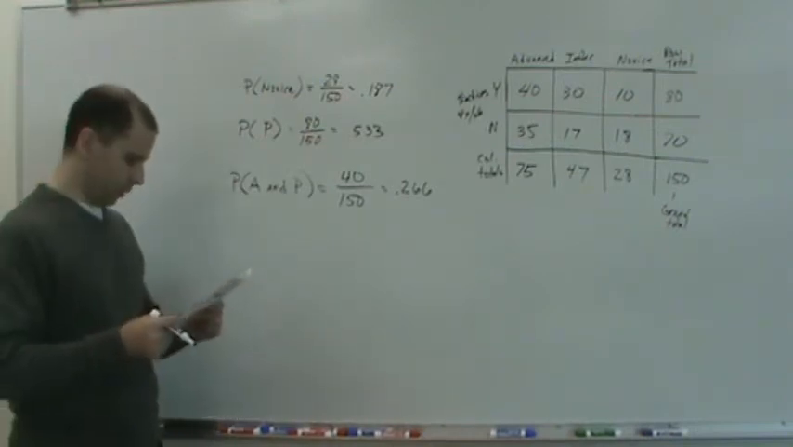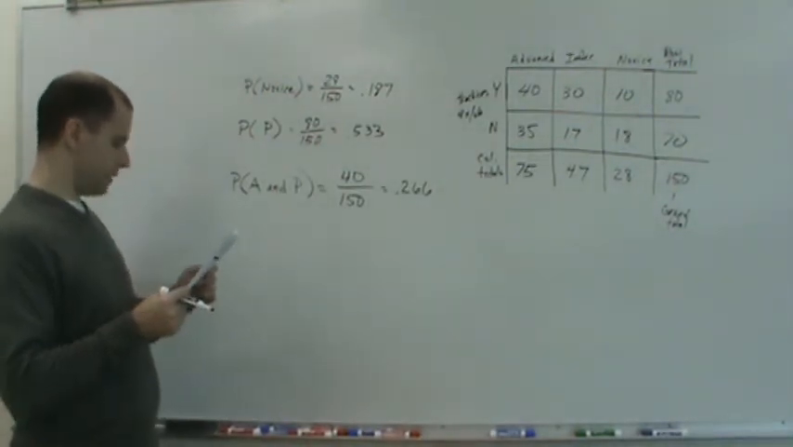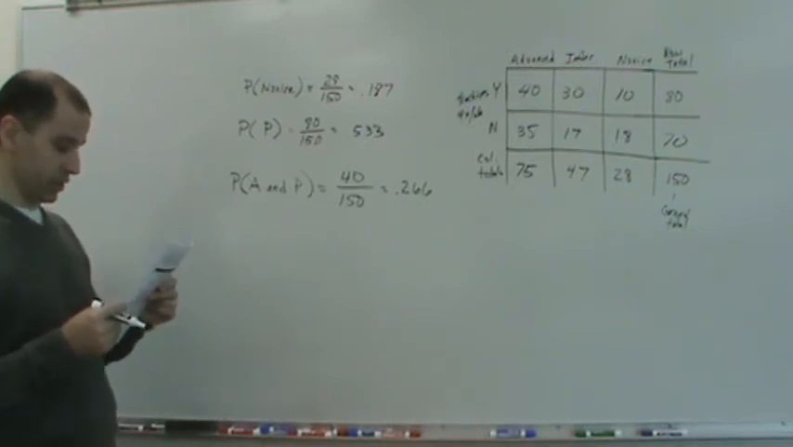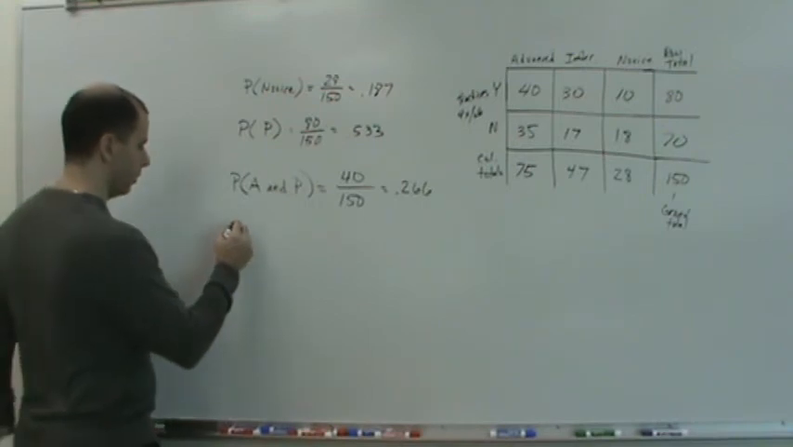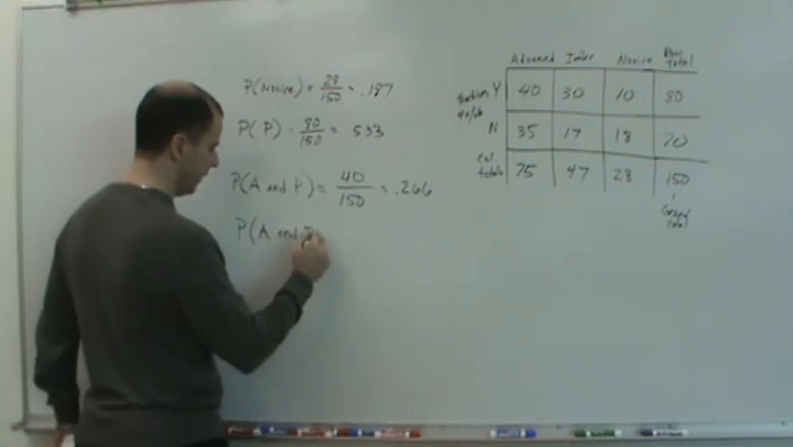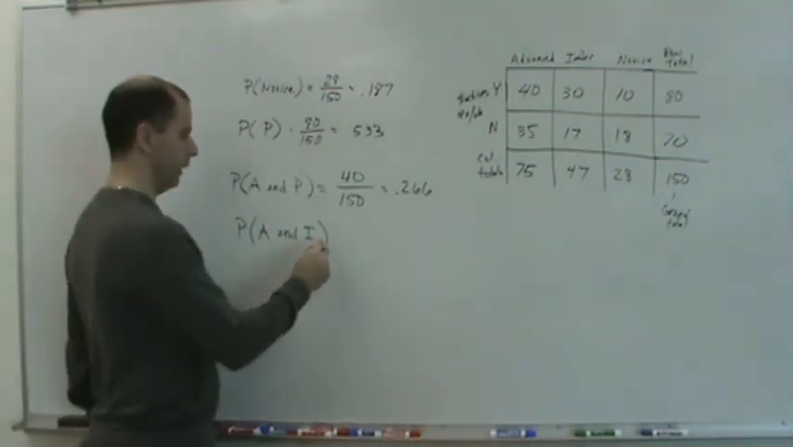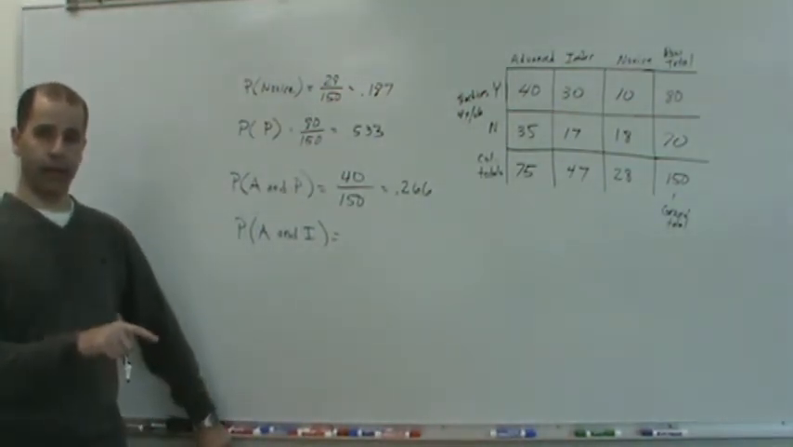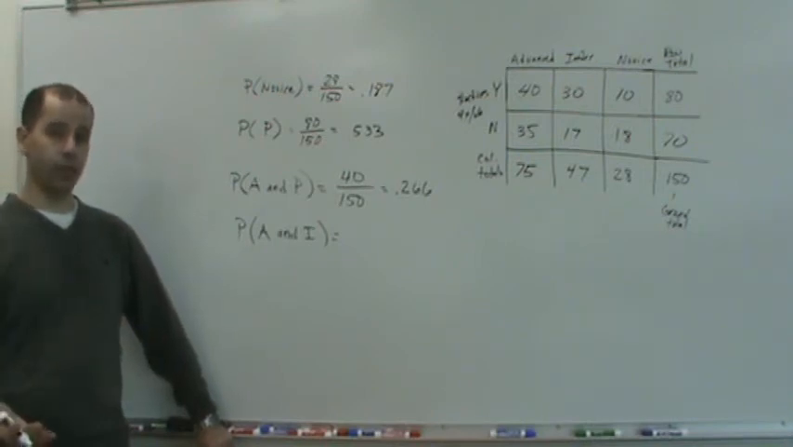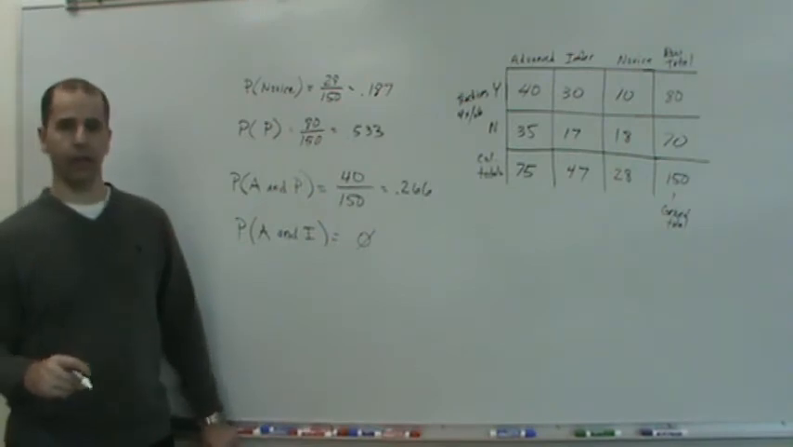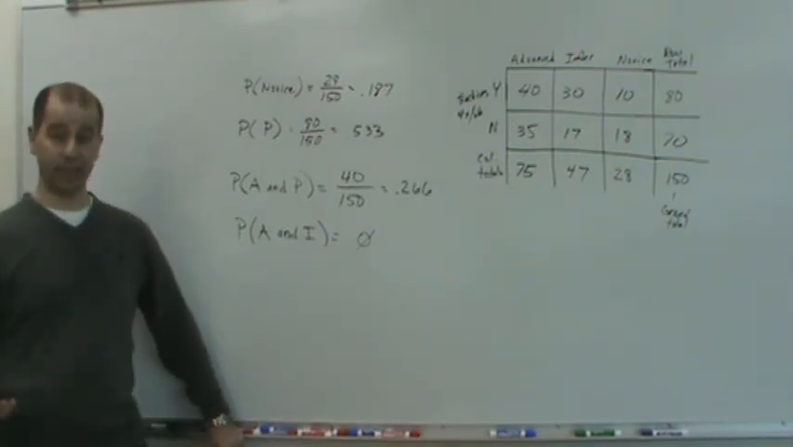Okay, so let's go on. Let's talk about more. The next one says, what is the probability that a member is an advanced swimmer and an intermediate swimmer? So what's the probability that a randomly selected person is an advanced swimmer and an intermediate swimmer? Well, is it possible that one randomly selected person is going to be both an advanced swimmer and an intermediate swimmer? Of course not, right? You're either going to be one or the other. You can't be both. So this probability is going to be 0. So what does it tell you about these two events? They're mutually exclusive events. They cannot happen at the same time, right?